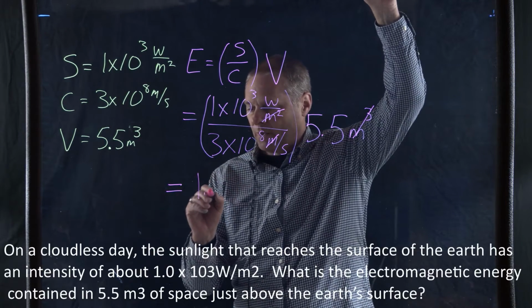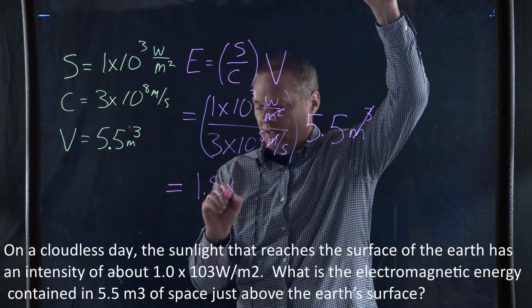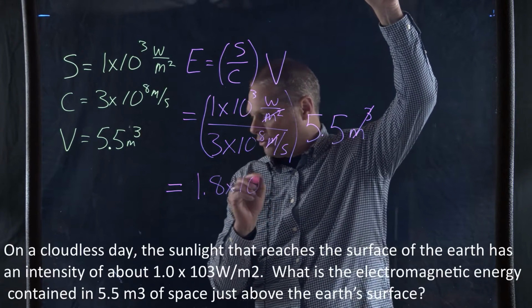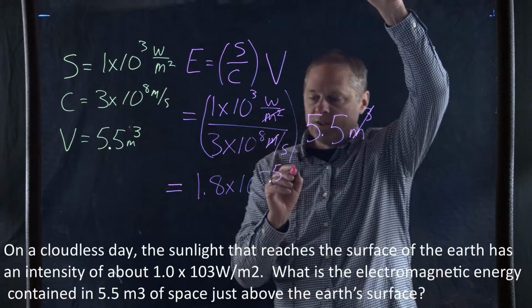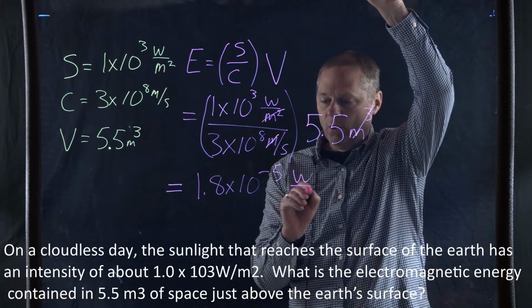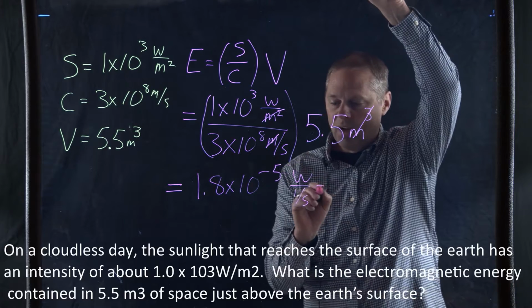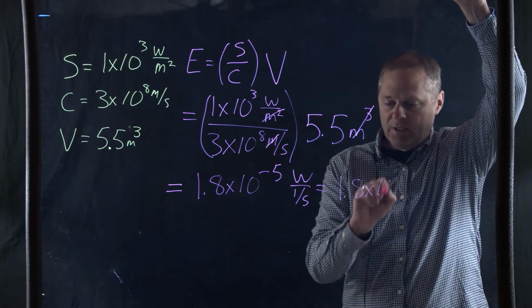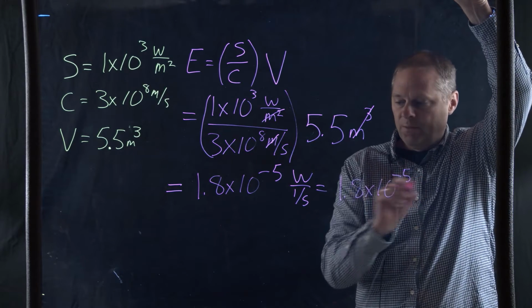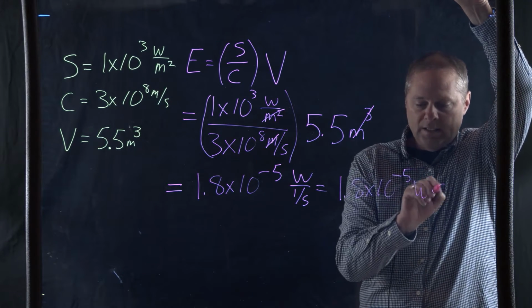what we end up getting is 1.8 times 10 to the negative 5. And now we said this is going to be a watt over an inverse of a second, which is equal to 1.8 times 10 to the negative 5 watt second.